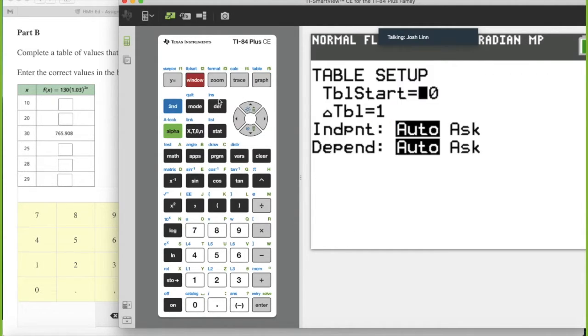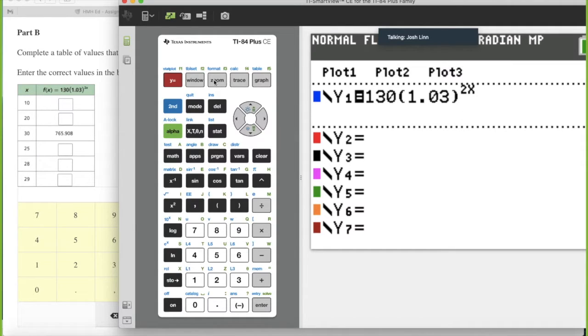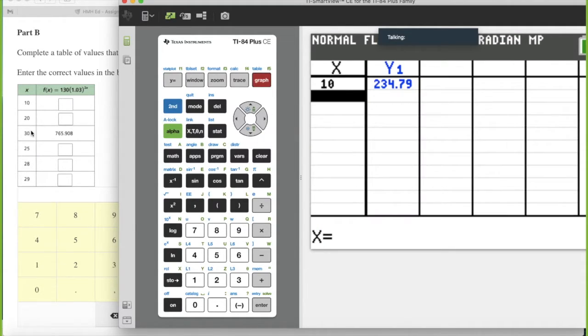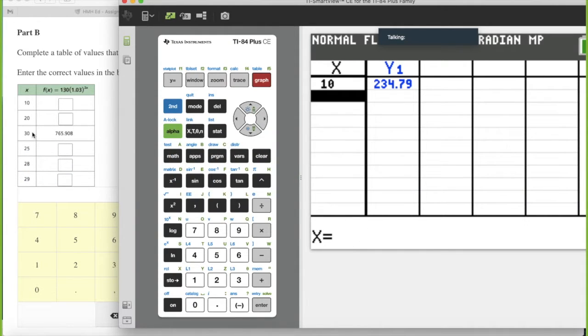I'm going to change my table set, and I'm going to have it ask for its x values so that I can make this a little bit easier. So I'm going to type in 10 here, and it's going to pop out the answer. It's using, again, this equation right here. So I'm just going to go down the list. And then we do 30. So that is the same thing that they got, more or less.